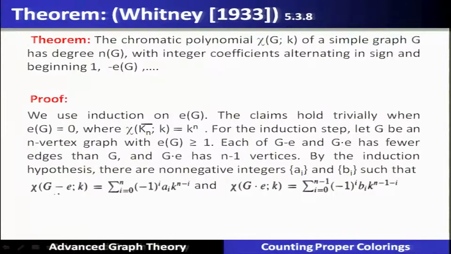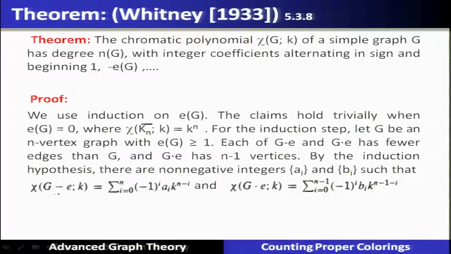So, theorem. Whitney in 1933 has given a theorem for chromatic polynomial. Theorem: the chromatic polynomial chi of G with k of a simple graph G has degree n, with integer coefficients alternating in sign and beginning 1, minus e, then plus, and so on. Let us see the proof of chromatic polynomial.